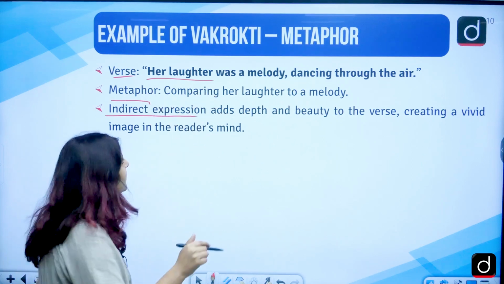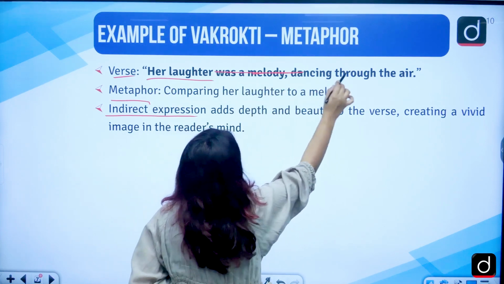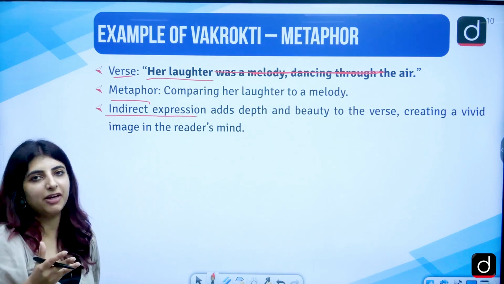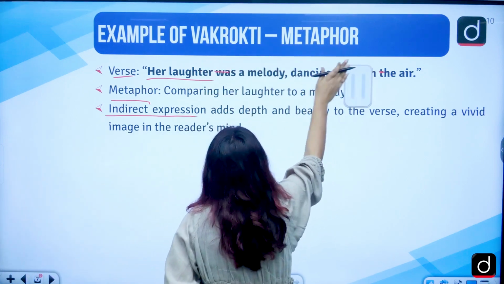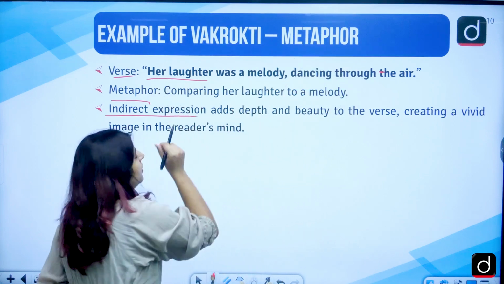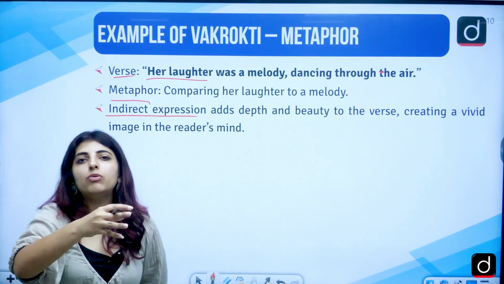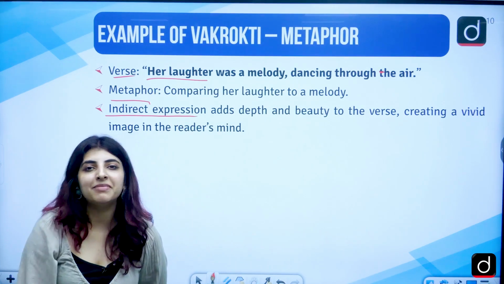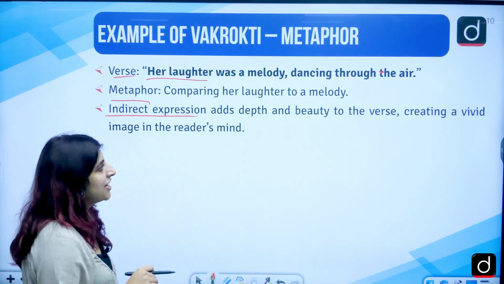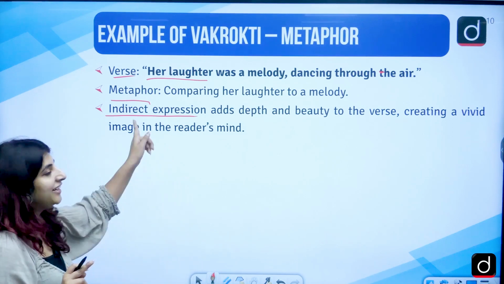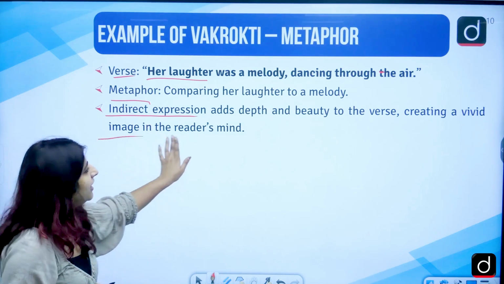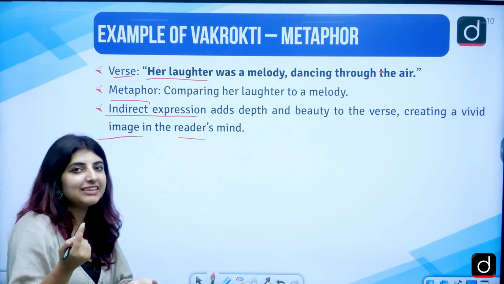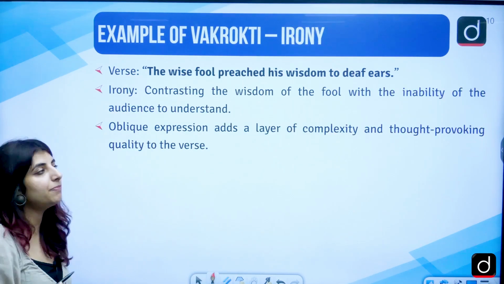If you would have just written, "her laughter was dancing through the air," even dancing through the air is such a beautiful expression which has been used, right? If you would have just used that her laughter was infectious, that would have been a direct statement. But he has written as a poet in the verse, "her laughter was a melody dancing through the air." So this is what we talk about in here: indirect expression, creating a vivid image in the reader's mind. That is something which is evoking certain kinds of feelings in the reader's mind, and he or she gets connected to the piece of poetry.